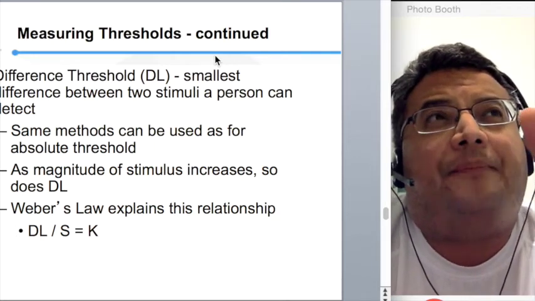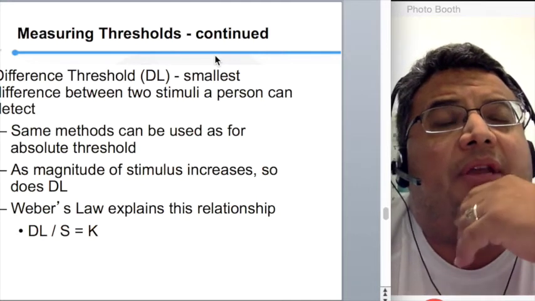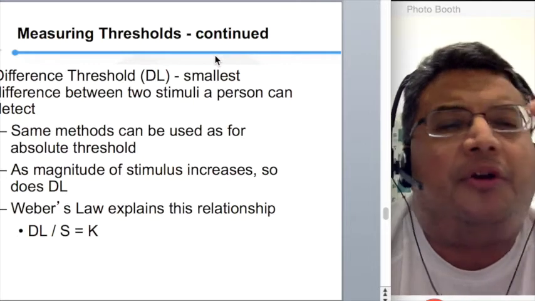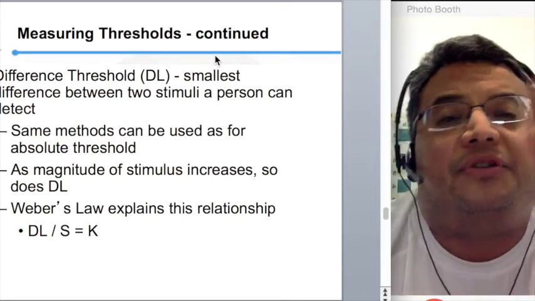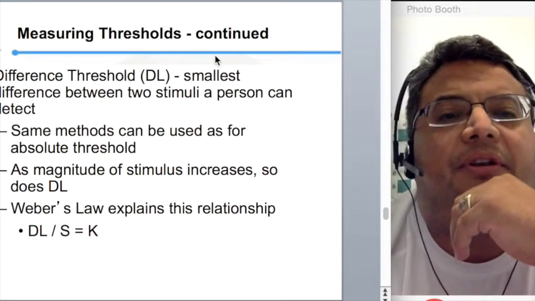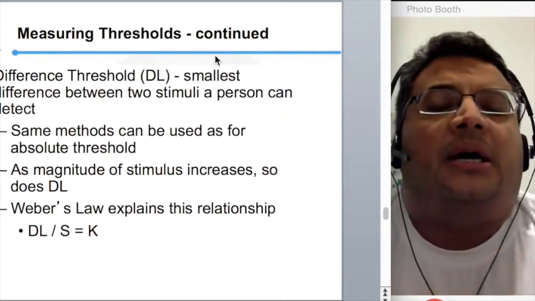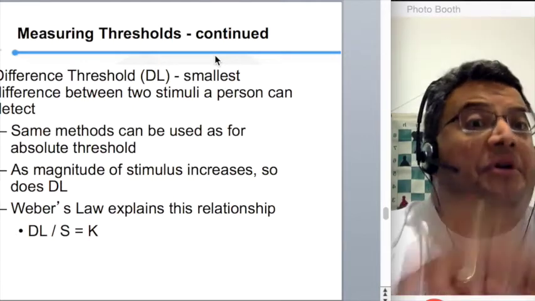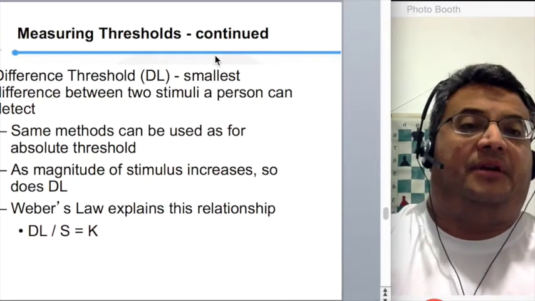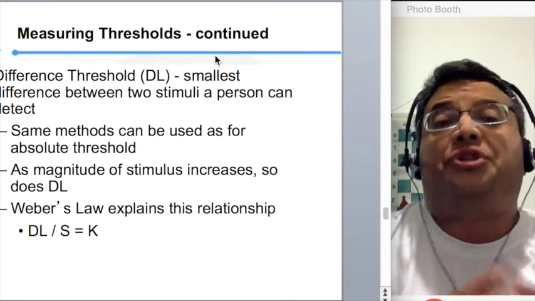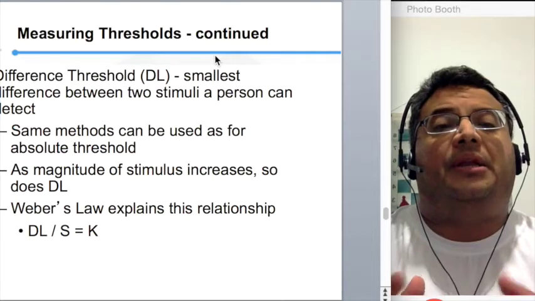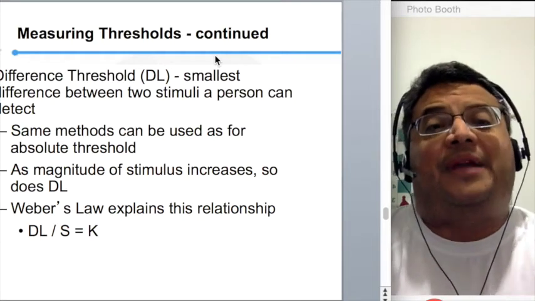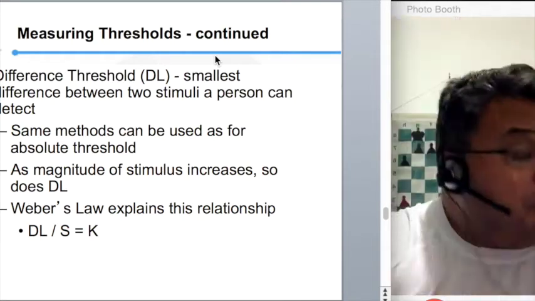With 5,000 grams, with 5 kilograms, you'd probably need about 100 grams of sugar or so, or a couple hundred grams of sugar, really, before you started to feel a difference in the weight. That's because the magnitude of the stimulus went from 100 grams to 5,000 grams, right? So there's a proportional relationship between the size of the stimulus that you start out with and the amount that you have to add or subtract before you notice a difference.